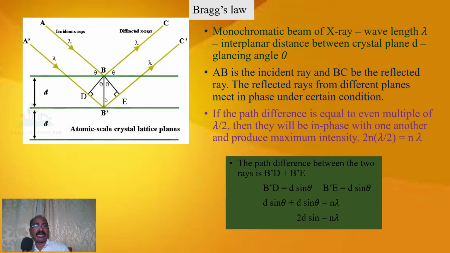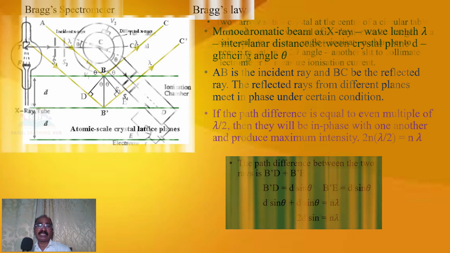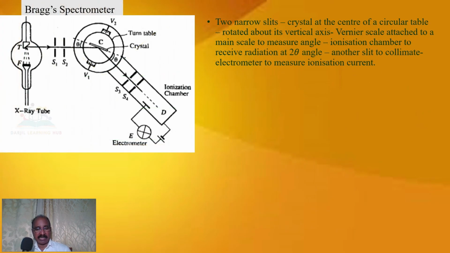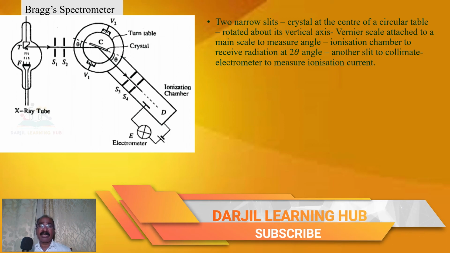B dash D can be calculated from the right-angled triangle. B dash D is in a right-angled triangle, and this angle is theta. Therefore, sin theta will be equal to opposite side divided by hypotenuse. Therefore, B dash D will be equal to d sin theta. Similarly, for the next triangle also, B dash E will be equal to d sin theta. Therefore, the total path difference will be equal to 2d sin theta. If 2d sin theta equals n lambda, then you will have the bright spot, and this is called Bragg's law. Therefore, 2d sin theta equals n lambda is called Bragg's law.